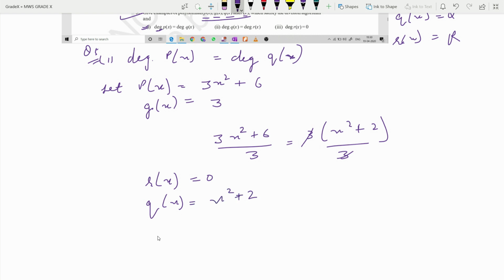So in this, the degree of px is equal to the degree of qx. Look here, what is the degree of px here?